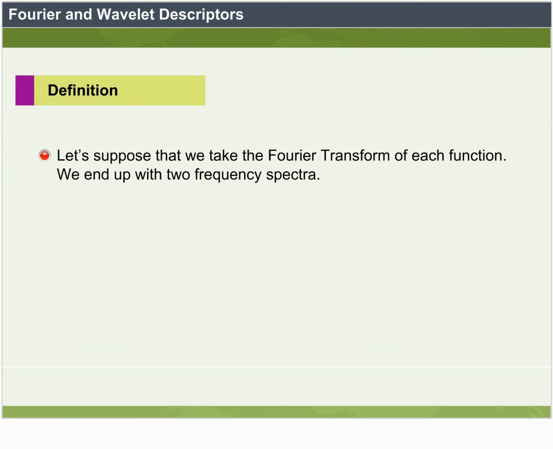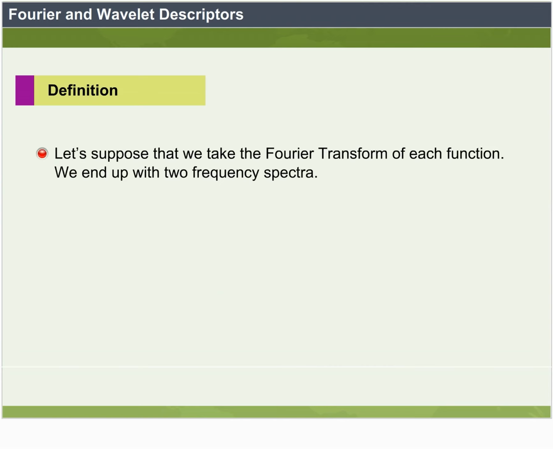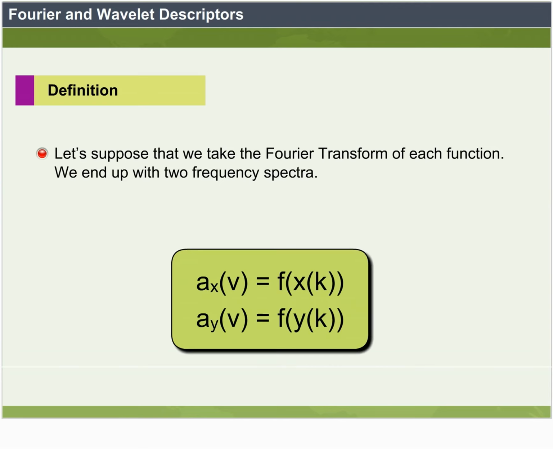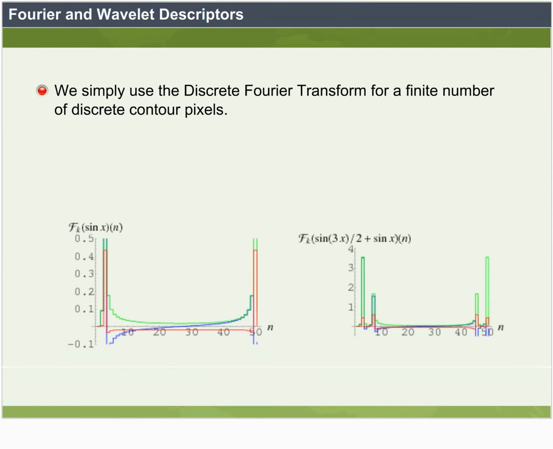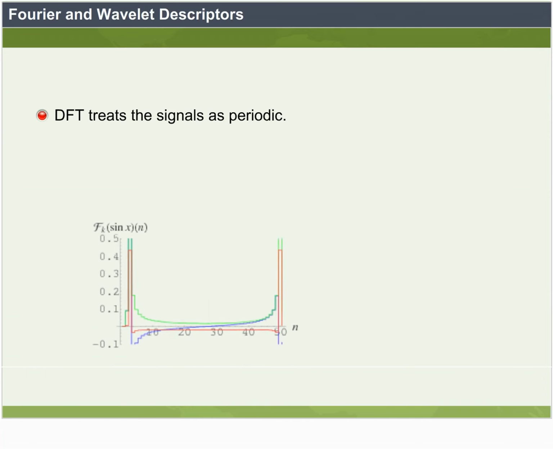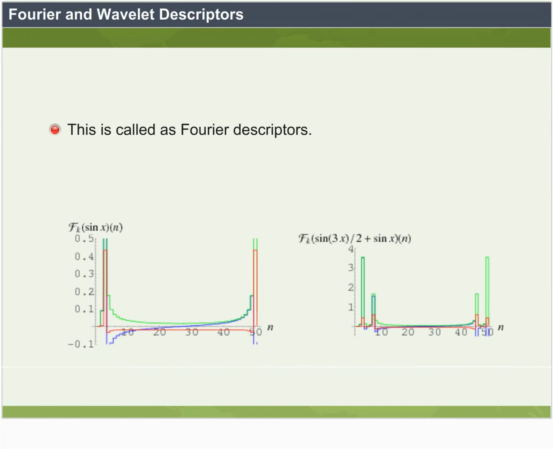Let's suppose that we take the Fourier transform of each function. We end up with the two frequency spectra. Ax of v equals F of x of k and Ay of v equals F of y of k. For a finite number of discrete contour pixels, we simply use the discrete Fourier transform. The DFT treats the signals as periodic. This is called Fourier descriptors.